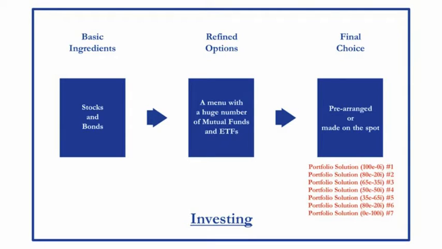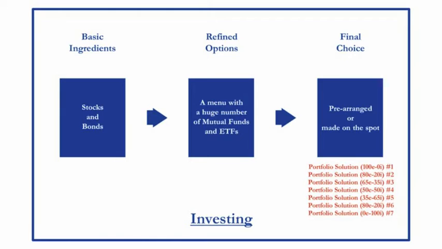And I'll bring your focus to the little numbers that I've put. For example, portfolio solution number 1. In between brackets, I have 100E and 0I. This refers to the amount of stock and the amount of bonds that you have in that portfolio. E stands for equity, and that's the stock content. And I stands for fixed income, and that would be your bonds. So as you can see, portfolio solution number 1 is 100% stock, 0% bond.